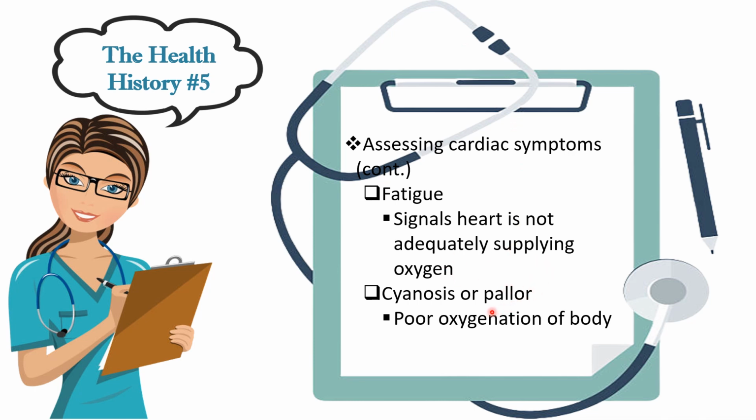So you may ask if the patient also has cyanosis or pallor, which also indicates poor oxygenation of the body. You can ask your patient, have you ever noticed your facial skin or lips or fingers become blue or pale? How long did it last? And then continue asking using, again, your old card.